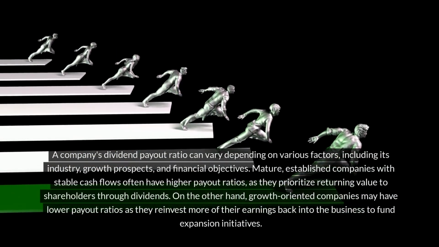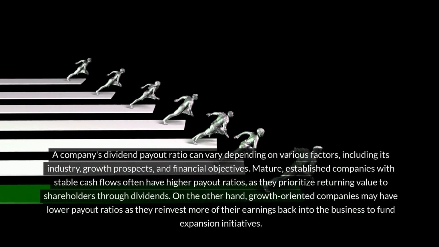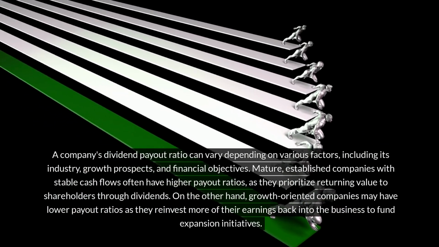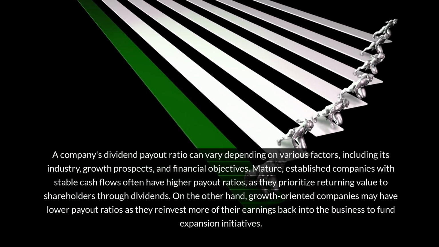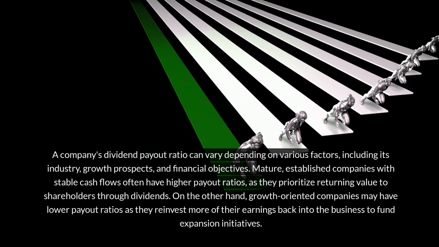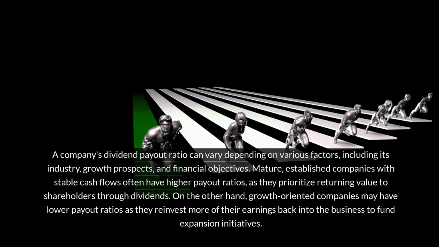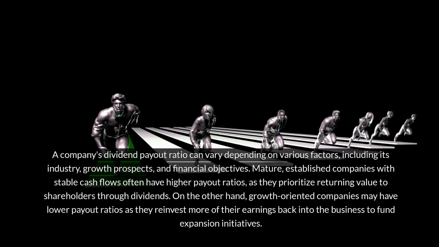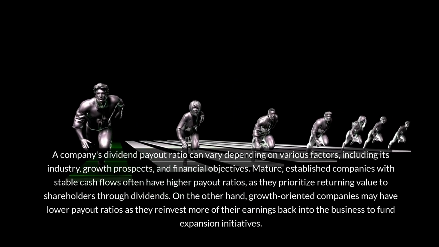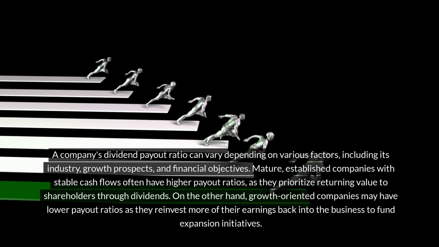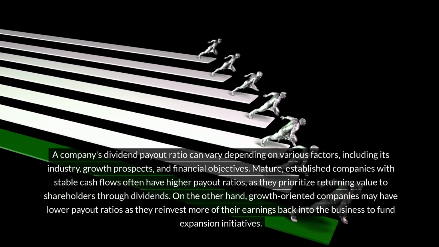A company's dividend payout ratio can vary depending on various factors, including its industry, growth prospects, and financial objectives. Mature, established companies with stable cash flows often have higher payout ratios, as they prioritize returning value to shareholders through dividends. On the other hand, growth-oriented companies may have lower payout ratios as they reinvest more of their earnings back into the business to fund expansion initiatives.